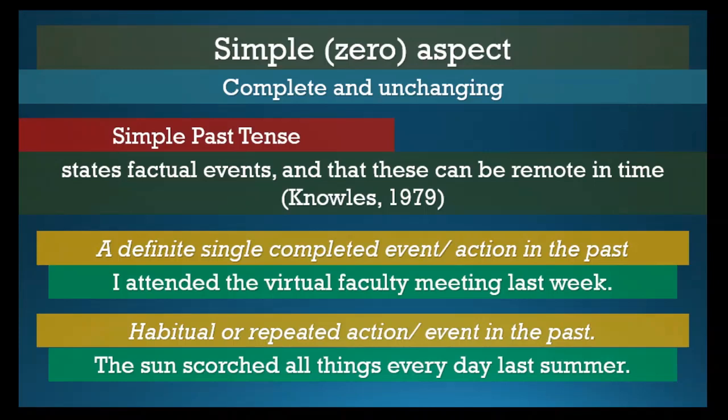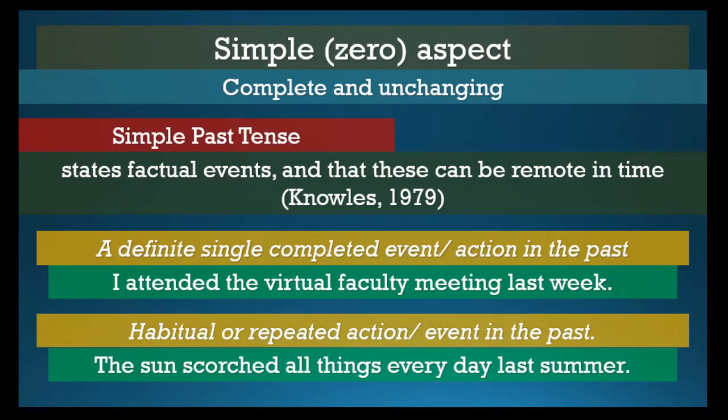Let's look at the functions and uses of this tense aspect. First, simple past tense aspect is used to tell a definite, single completed event or action. This means that anything that happened in a definite time in the past will take simple past. This is seen in the example, I attended the virtual faculty meeting last week. The action here is in a definite point in the past because of the time adverbial last week.